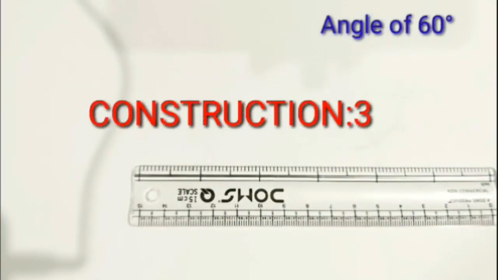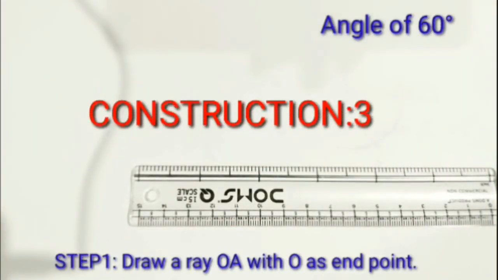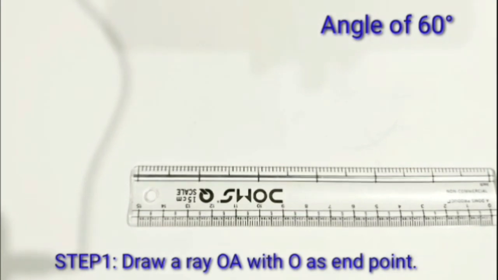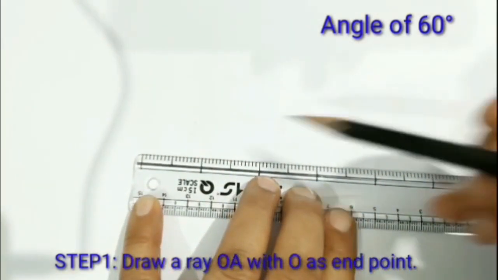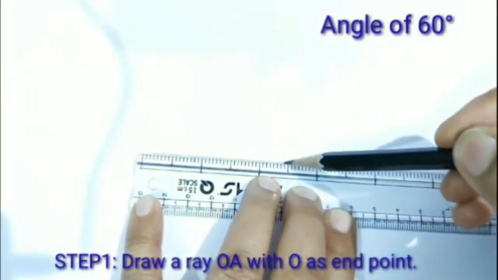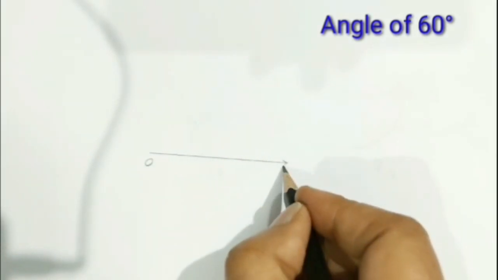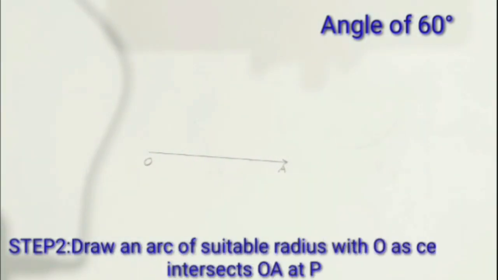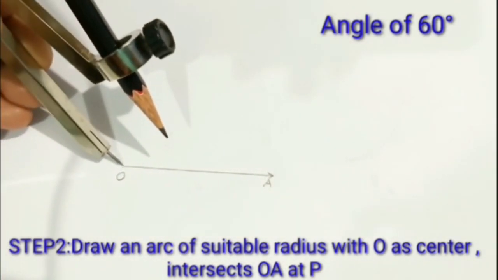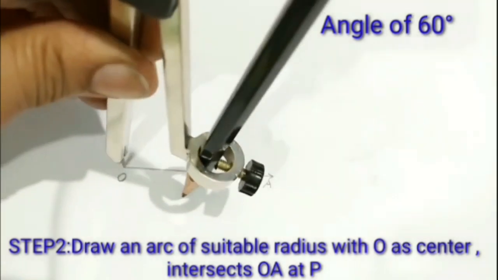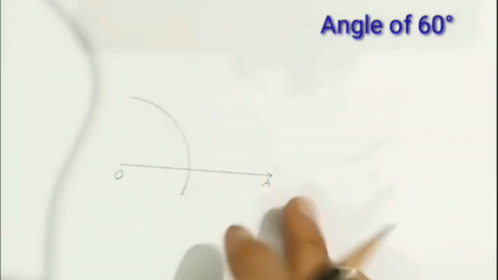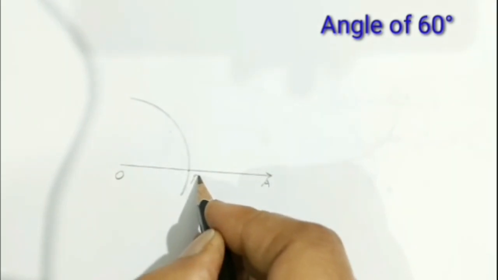To construct an angle of 60 degrees, step 1: draw a ray OA with O as the end point. O is the end point, OA is the ray. Step 2: draw an arc of suitable radius with O as center to intersect the ray OA at P. So let us follow the steps. O as center of suitable radius, draw an arc which meets OA at point P.